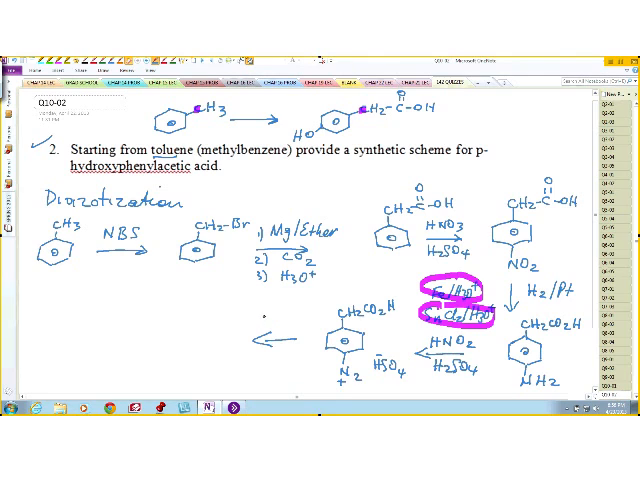Copper 1 oxide, right? Okay. In the presence of copper nitrate, copper 1 oxide in the presence of copper nitrate, of course in aqueous medium, and that would therefore introduce the hydroxy group into the benzene ring system.